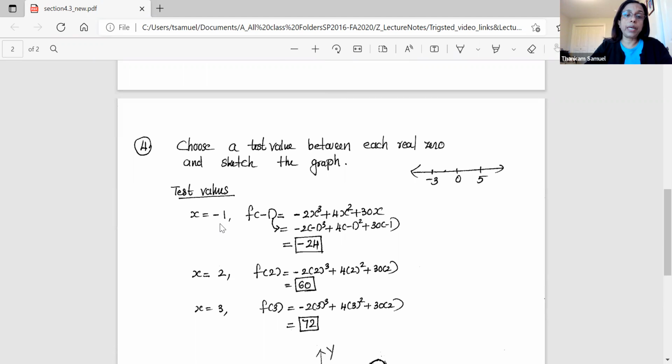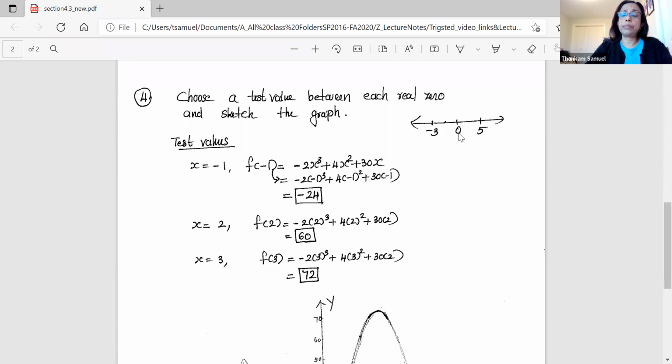When you substitute -1 in the original function, we'll get -24. You know how to substitute for x; substitute x as -1, then you will get -24. So corresponding to x equals -1, the y value is -24. And I took 2 points between 0 and 5; 1 point is enough. If you take x as 2, then you will get the function value, the y value, as 60. And when you take x equals 3, you will get the function value as 72.